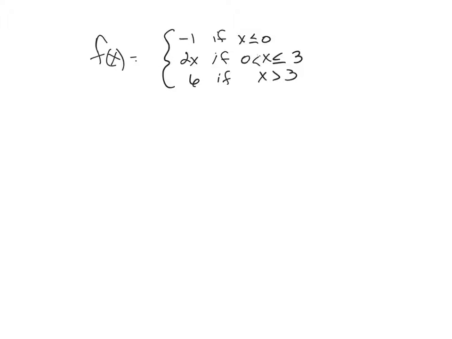Okay, f of x is the same as what? What is f of x the same as? Y. Very good. So here, the equation is really y equals -1. That's what that means. F of x equals -1. And here it's y equals 2x. And here it's y equals 6.